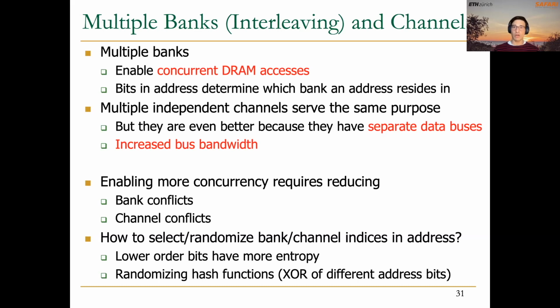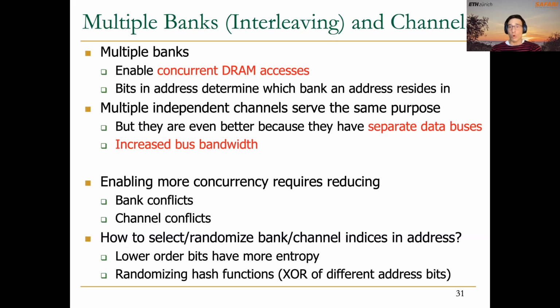What happens when we have a conflict? We will have to wait until the previous accesses to the same bank or to the same channel have completed before we can start a new access. However, there are ways of dealing with this. One way is, for example, changing the data layout that we have in memory in order to reduce the potential conflicts and be able to access more data concurrently.